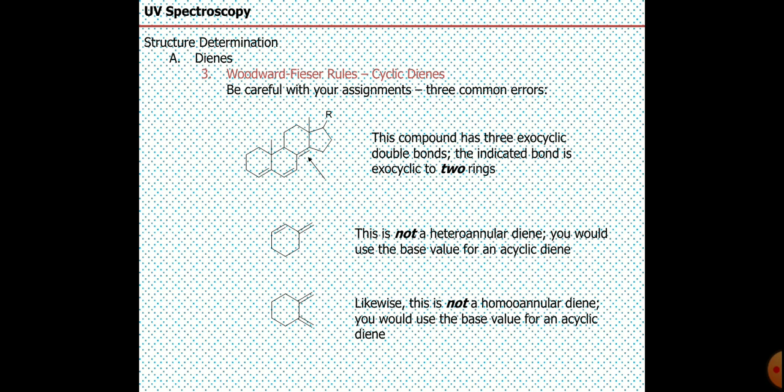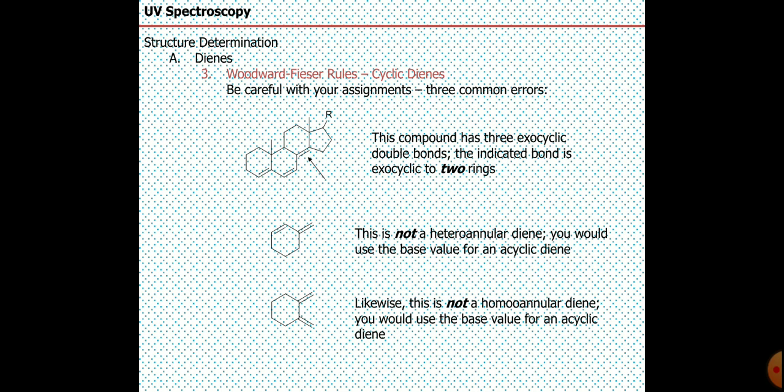In the second structure, the 2 double bonds are not present in one ring or in 2 different rings, but one bond is present in the ring and one bond is present outside the ring. Therefore this is not a homoannular diene, because I have already told you that if the 2 double bonds are present in 2 different rings, they are known as heteroannular diene, and if the 2 double bonds are present in the same ring, they are known as homoannular diene. But here one double bond is present in the ring and one double bond is present outside the ring. Therefore this diene is known as heteroannular diene, and you can use the base value for a cyclic diene.